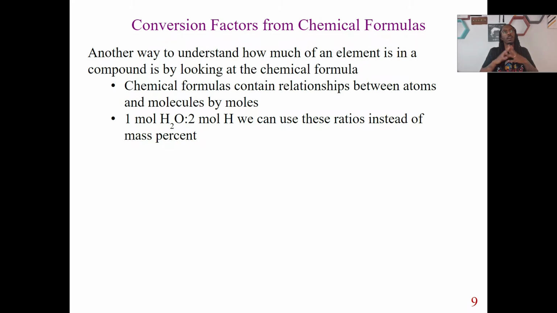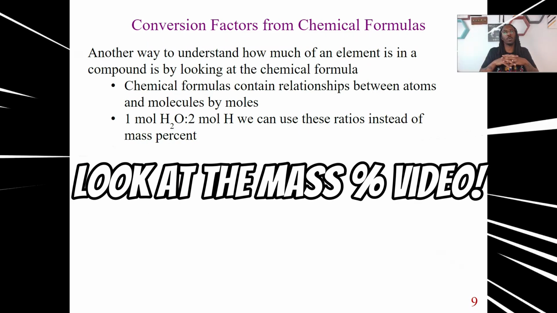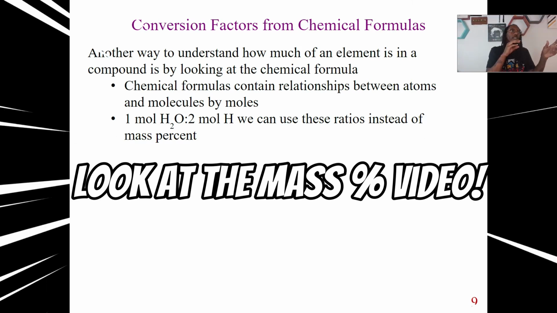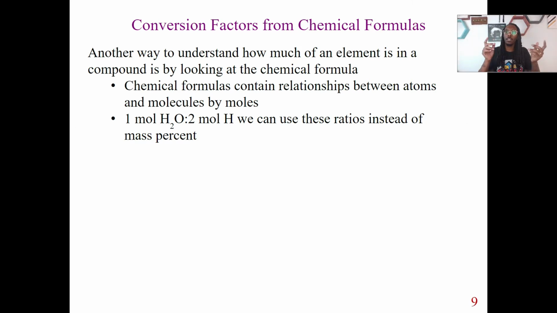So we looked and talked about mass percentage, right? And this is a way that we can understand how much of our elements is in our compound. But another way to understand that is by just literally looking at our chemical formula, right? So chemical formulas can tell us a relationship between our atoms and molecules.